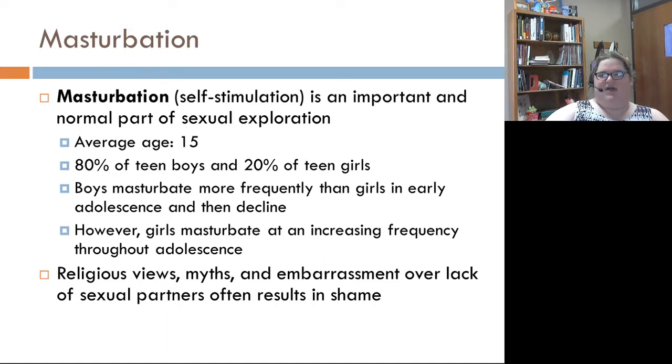Whereas girls tend to not have sex as often or as early as guys because of different cultural views about guys and girls and their sexual behaviors. Now, religious views, myths about masturbation, embarrassment over lack of sexual partners also often result in shame for people who masturbate. Here's the deal. It's normal, it's healthy, it's important. It's an important and normal part of sexual exploration. It's important that you do it. And so there's nothing to be embarrassed about.